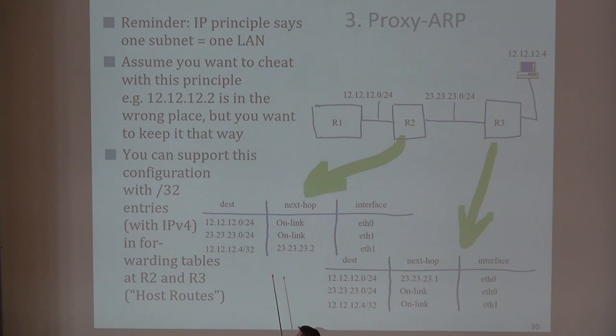What if you want to cheat a bit? For example, if you want to put on ETH0, which is one of the interfaces of R3, this machine, 12.12.12, that has an IP address which is completely invalid. It belongs to this one. Right? So again, that's wrong. You should not do it. But if you do it, perhaps there's a way to make it work.